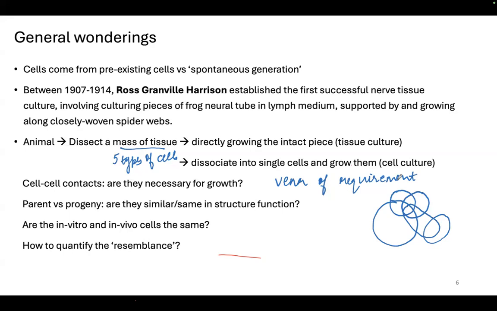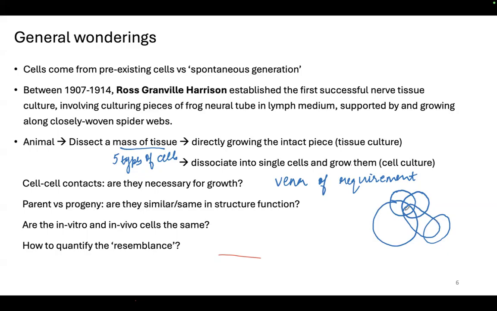Second thing is, what if the cell needs another cell to grow? So you need to figure out what this cell needs to grow, right? What if the second cell needs the third cell to grow, and so on? So finally, you need to grow all of them together, ideally, to get the best setup. So that's why tissue culture can be tougher than cell culture, so to say.